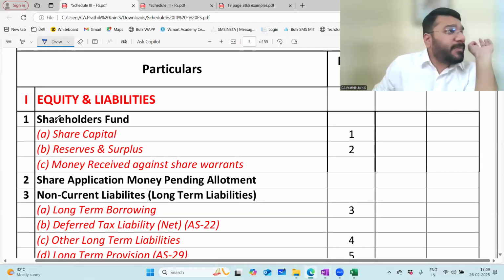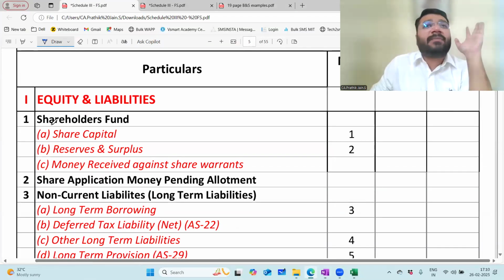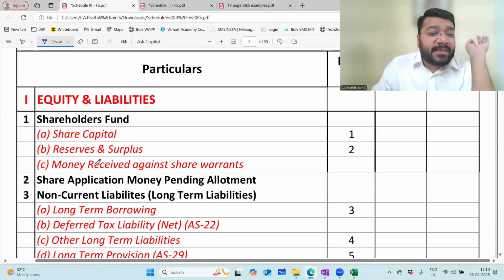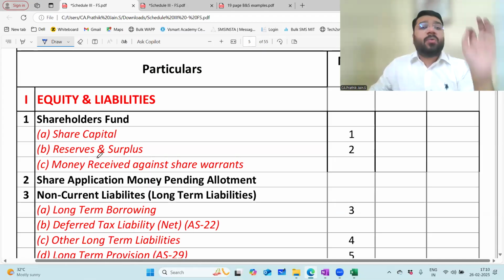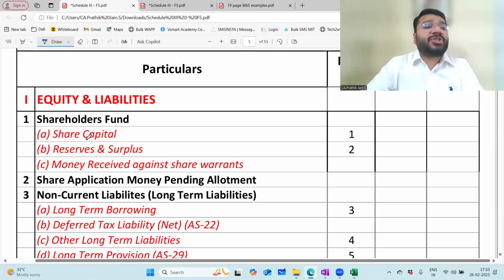Under shareholders funds, the very first item that we're going to discuss is share capital. Second item is reserves and surplus. Third is money received against share warrants. First item is share capital.